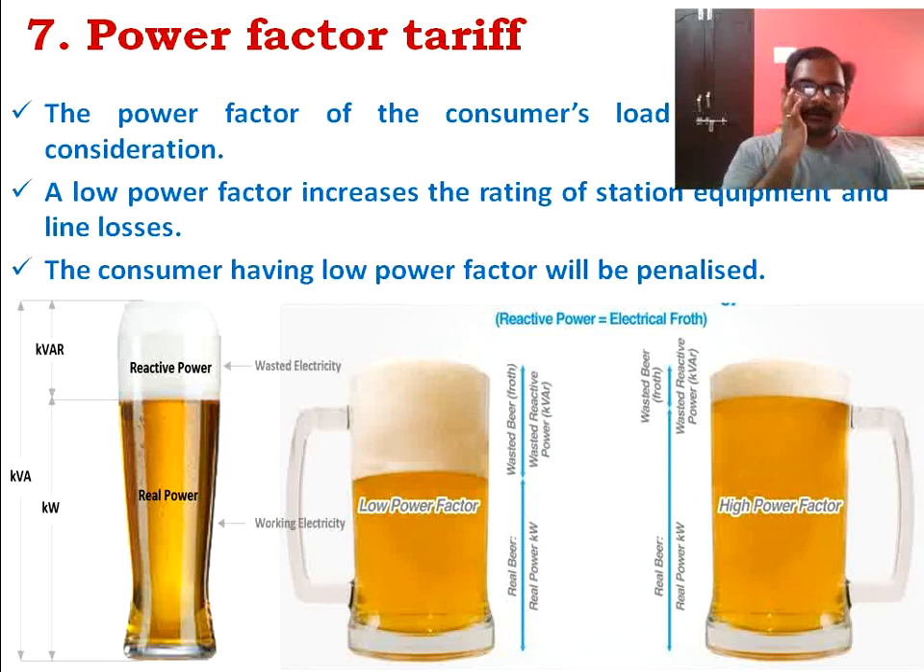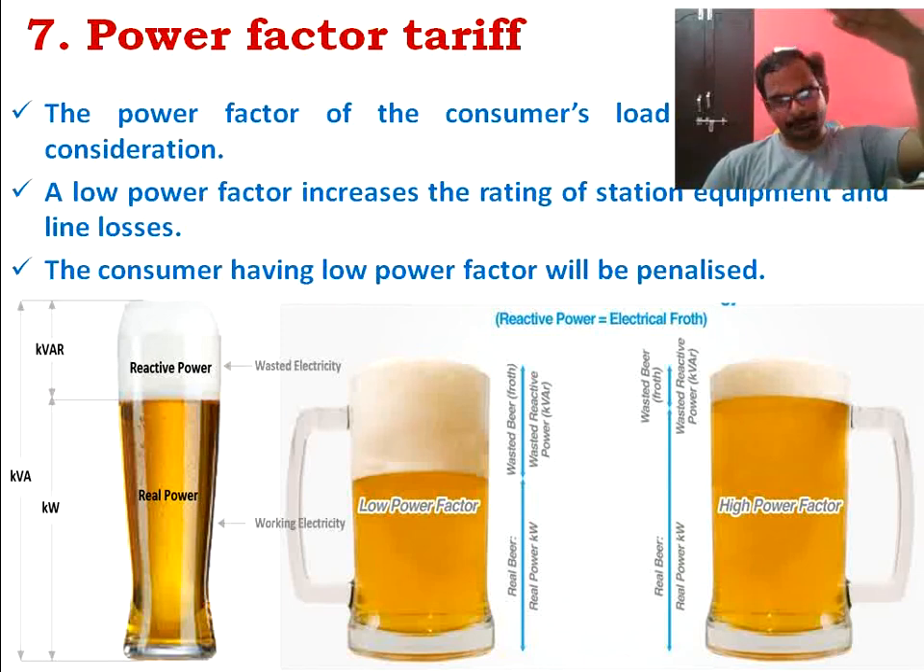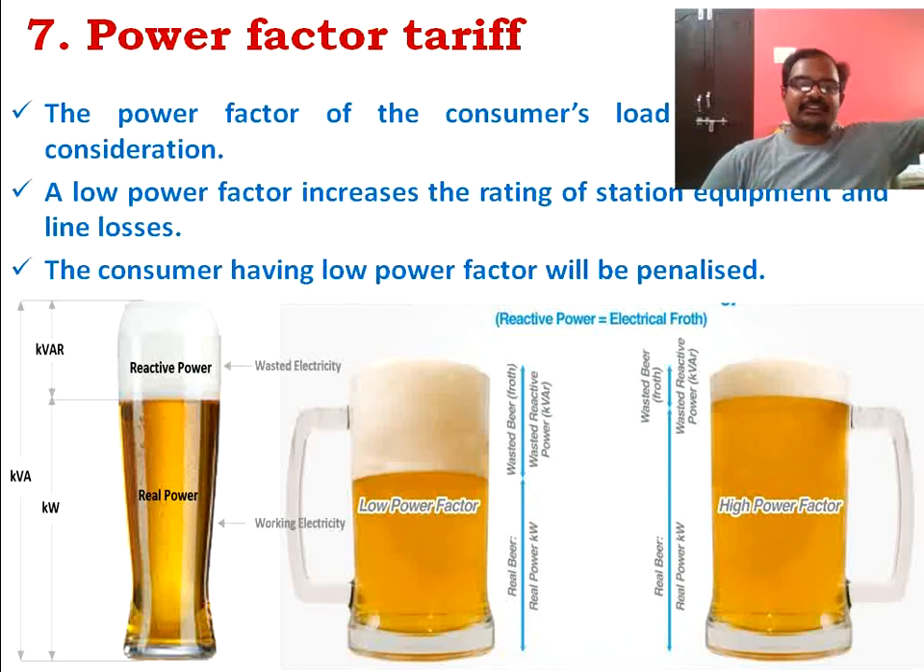Right. So the power factor of a consumer's load is taken into consideration while calculating this tariff. A low power factor increases the rating of the power station and line losses. Because as low power factor is there, Q is more and P is less. Therefore, to give the same amount of P, the power plant capacity has to be increased. So the consumer who is having a low power factor has to be penalized, that is, has to be fined. It is how the power factor tariff takes this into consideration. It is also an industrial tariff.